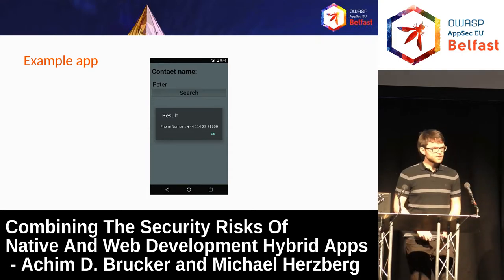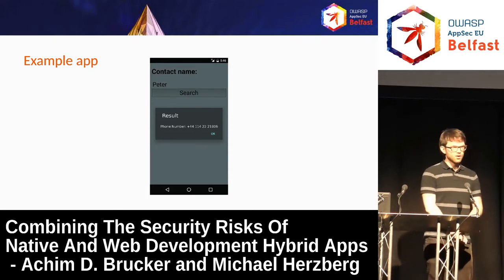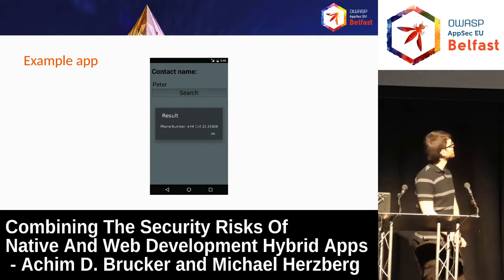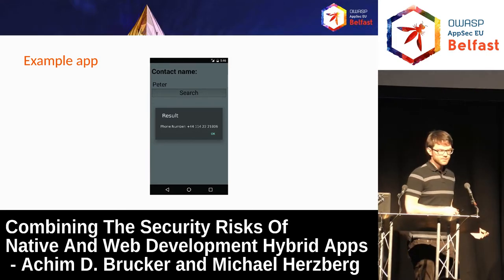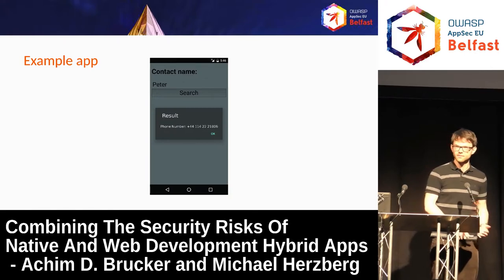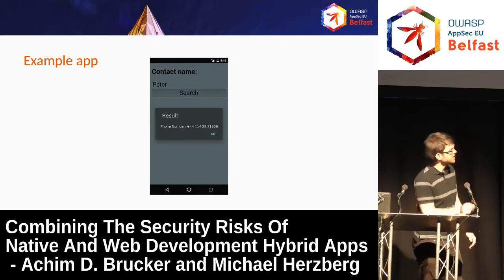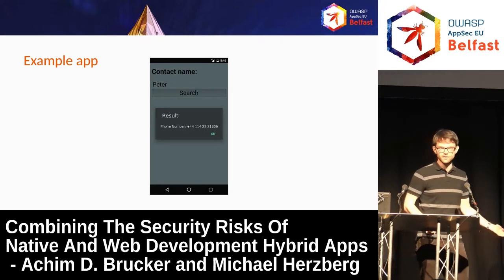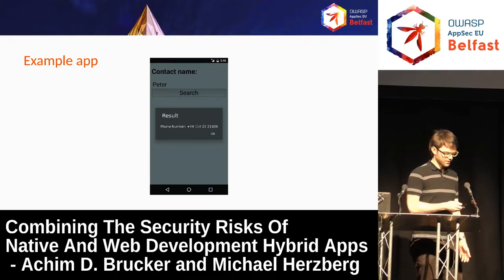So let's shortly introduce a quick running example of a small hybrid app that we're going to use. This is a very simple app. It just gives you one window where you can search for a contact name. The app will then look up the phone number from your local contact book and simply display the telephone number it found in the telephone book.